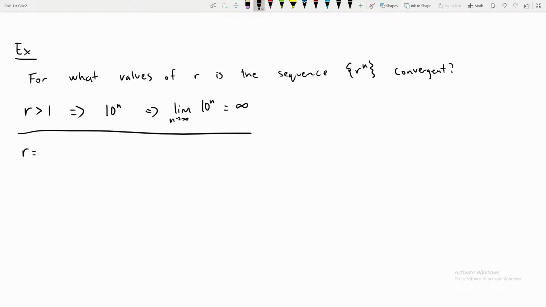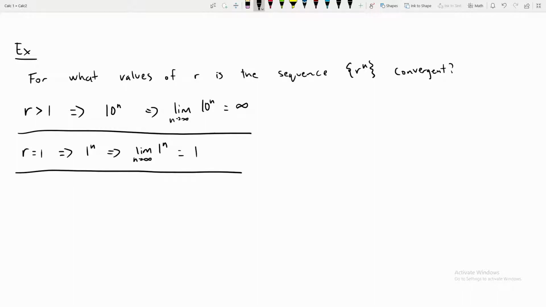Now for case number 2, if r is equal to 1, well then the nth term will look like 1 to the n. And if we want to take the limit of 1 to the n as n approaches infinity, well, we're simply going to get 1 because 1 raised to the power of anything is going to give us 1. So this sequence right here actually is convergent when r is equal to 1.